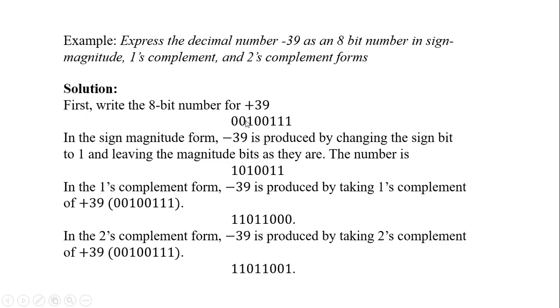So in sign magnitude form, this is minus 39. In 1's complement form, this is minus 39. These bits represent minus 39. And in 2's complement form, this is the representation of minus 39 decimal.